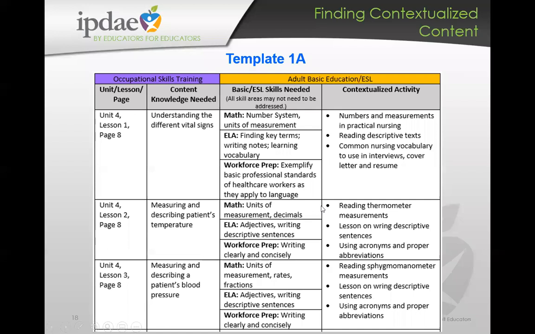So in this case, I'm going to focus on the second one. We talked about measuring and describing a patient's temperature. So what types of activity can I do in my class, in the ABE class, or even in the ESOL class? Maybe I can start teaching my students how to read a thermometer. It could be a Celsius thermometer, or it could be a Fahrenheit thermometer, because they could be using either or.